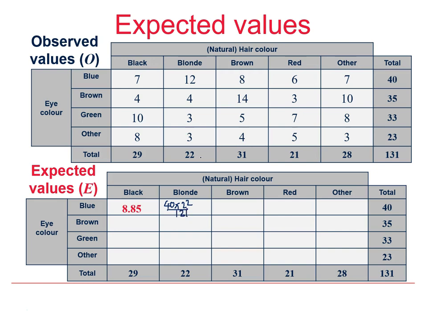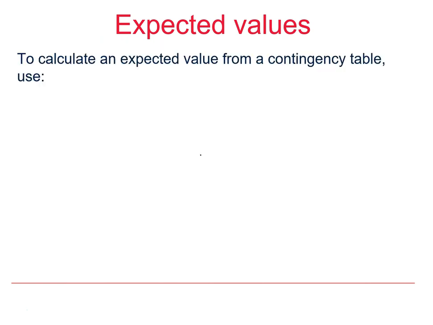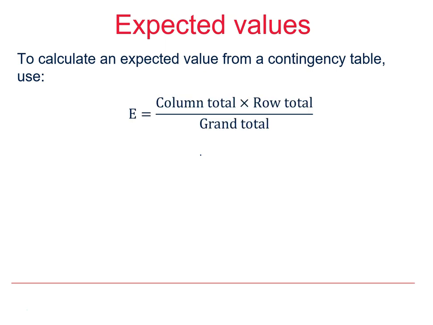So quite simple to do, and just make note of the fact that if you need to calculate an expected value or frequency from a contingency table of observed values, you simply evaluate it by multiplying the column total by the row total and dividing by the grand total.